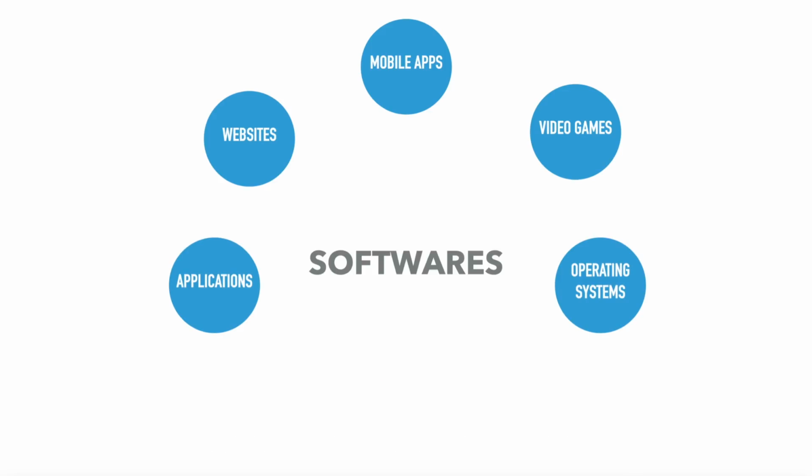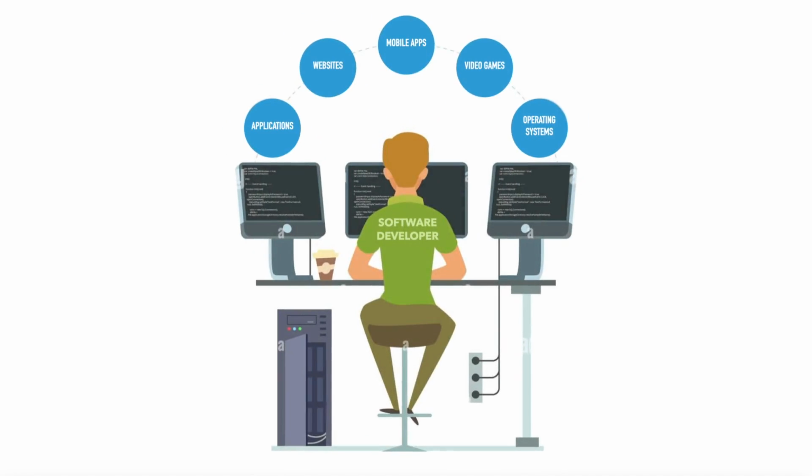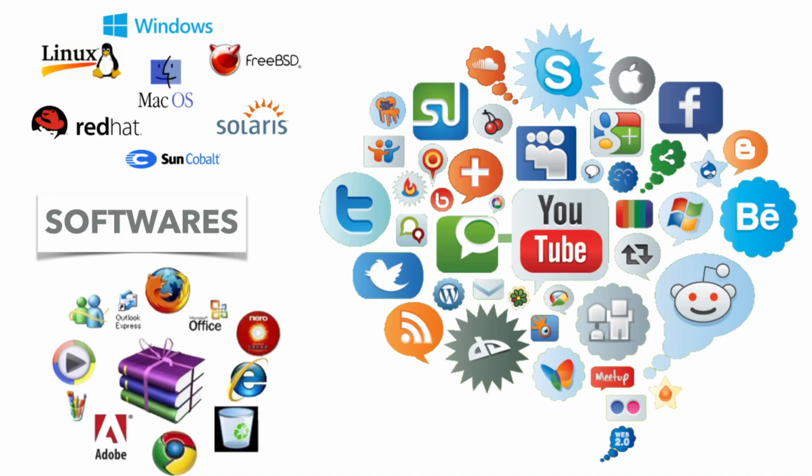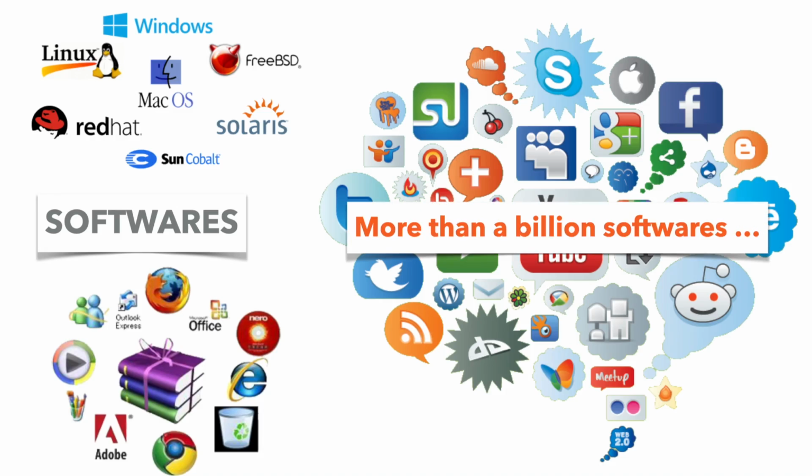These are called softwares and these are in form of applications, websites, mobile apps, video games, and operating systems. These programs are created by software developers. Once you master programming languages, you will be able to create many software systems. Some examples of softwares are WhatsApp, YouTube, Google search engine, Amazon.com, and many more. There are more than a billion softwares that are available for use and the number continues to grow.